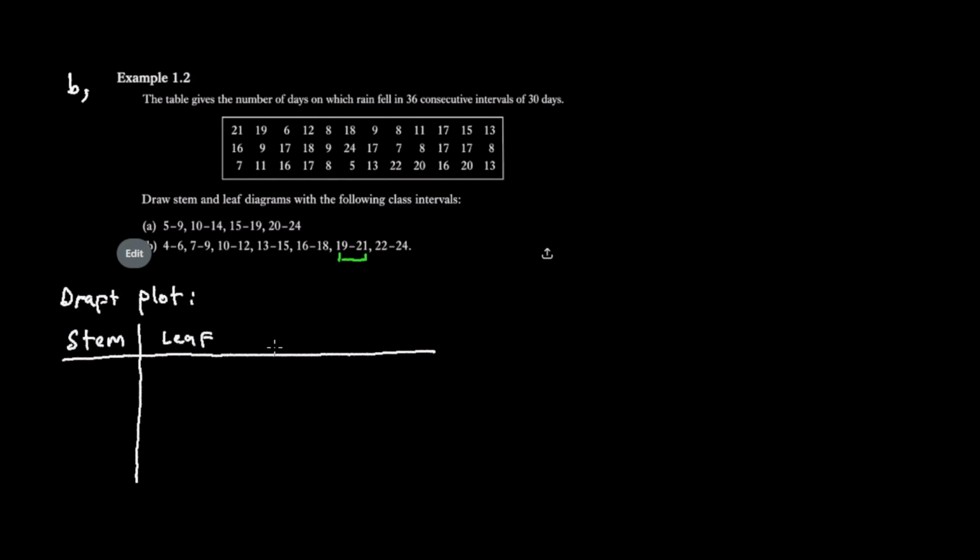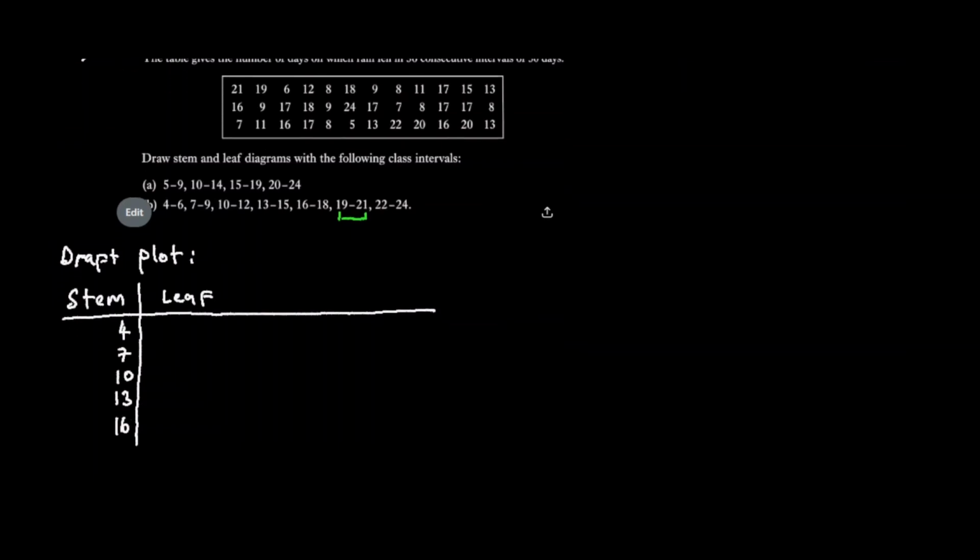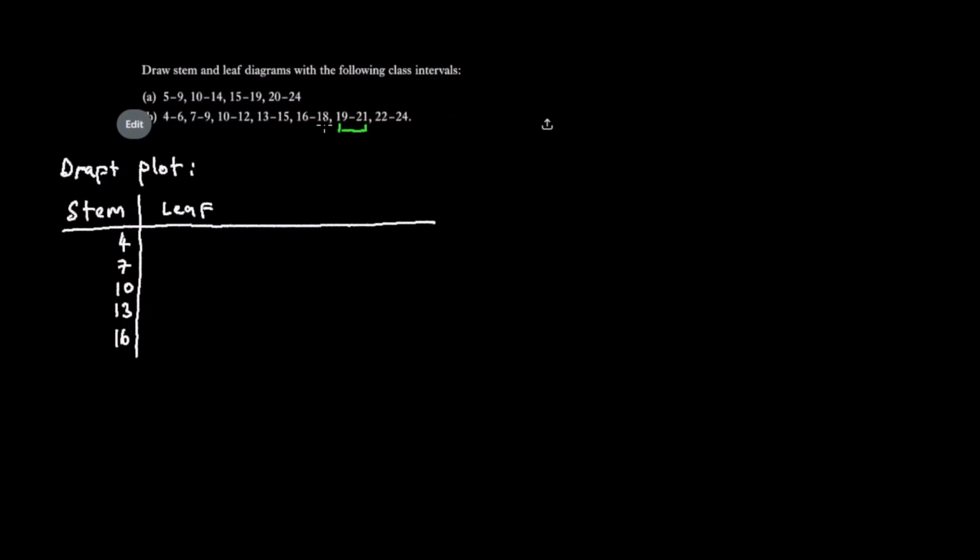Then we have to make a decision on the stems we are going to be using. Saka apo manje, the stems we are going to be using, tinenge takutora totanga na 4 unoyo, toya totora 7, then 10, 13, 16, 19 and 22.